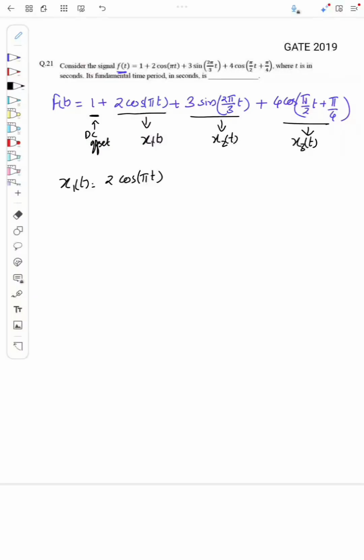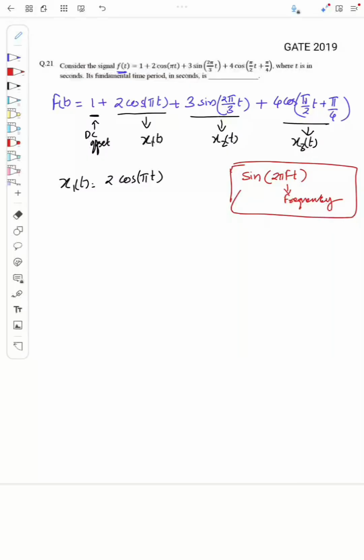So what is the frequency of the signal? Usually any sinusoid, sine or cos, is sine 2 pi f t, where f corresponds to the frequency. So comparing with this equation we can find the frequency of this signal. I'll call it f1. So this should be 2 pi f t, so f1 will be equal to 1 by 2. If f1 is 1 by 2, its corresponding time period t1 is equal to 1 by f1, that is 2. So the time period of the first signal x1 of t is 2.